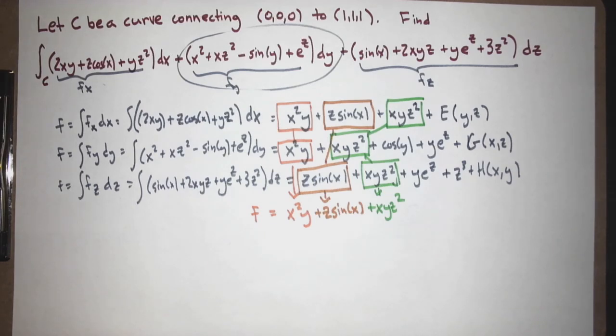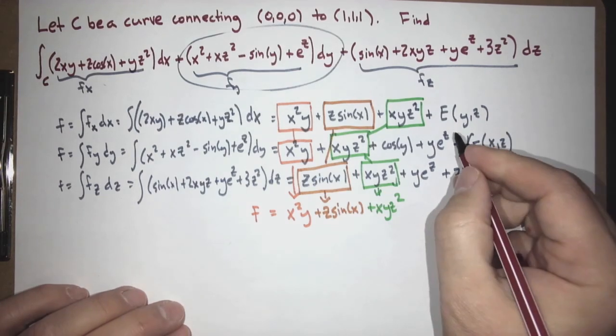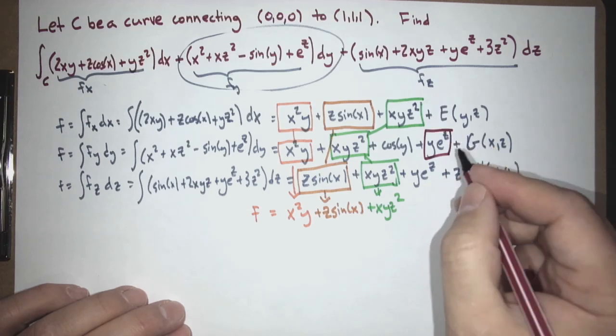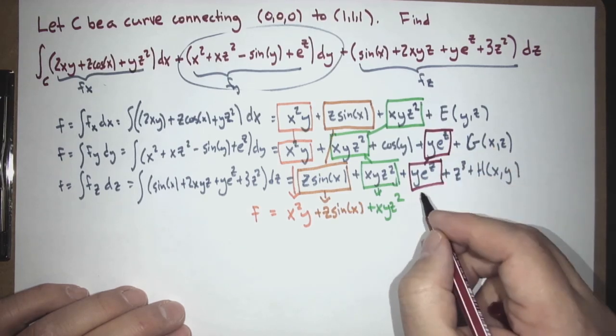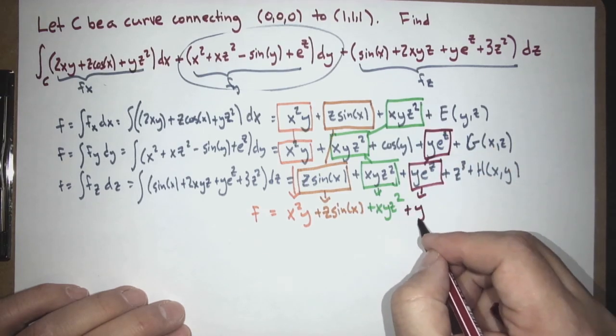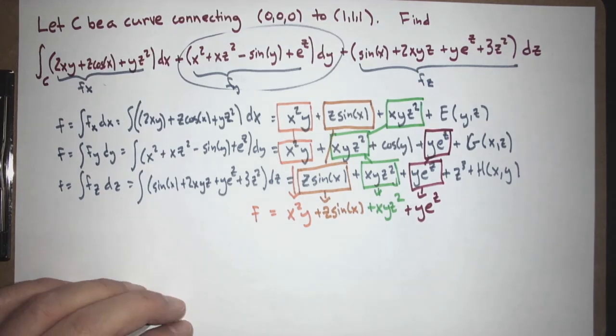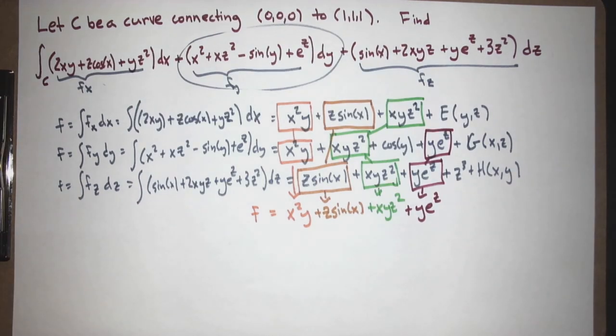Y e to the z. All right. So I check, and again, I see consistency. That's going to be a term. So that's the check. As long as you're consistent whenever you have terms with multiple variables, you're good.